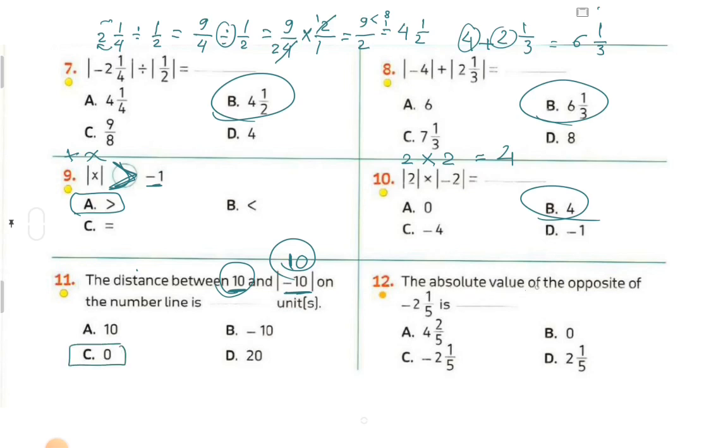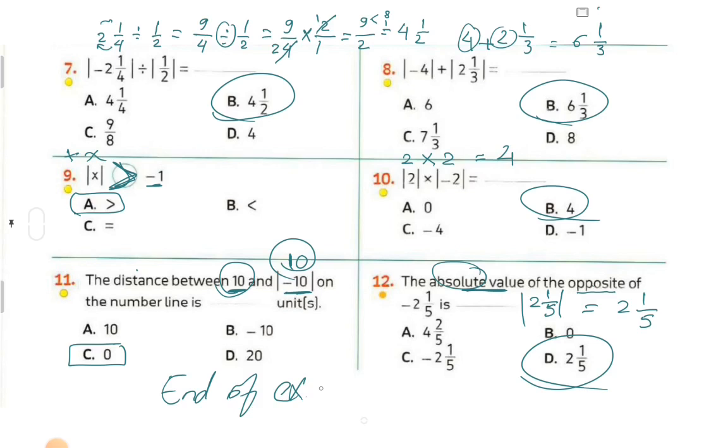The absolute value of the opposite of negative 2 and 1/5 is what? He asked us about the absolute value of the opposite of negative 2 and 1/5. What's the opposite of negative? It will be positive, right? With the absolute value, positive will not change. It's the same value, 2 and 1/5.